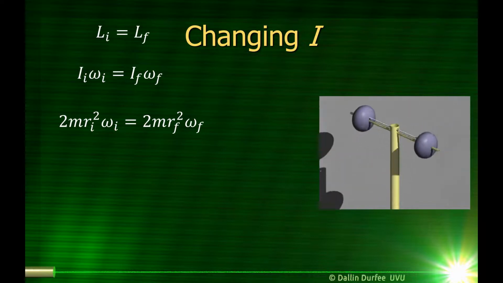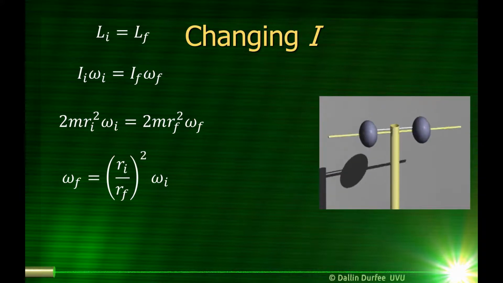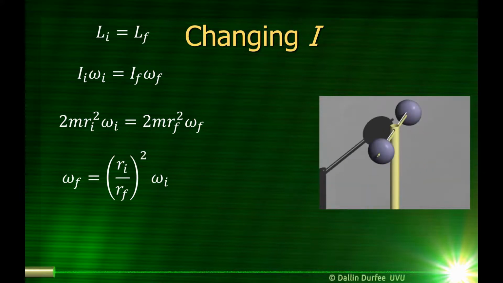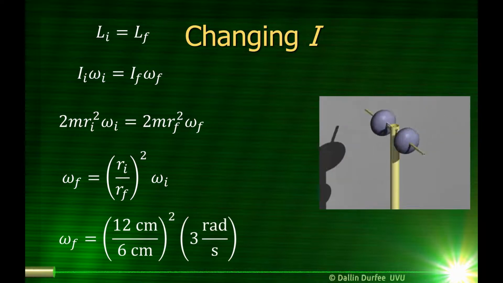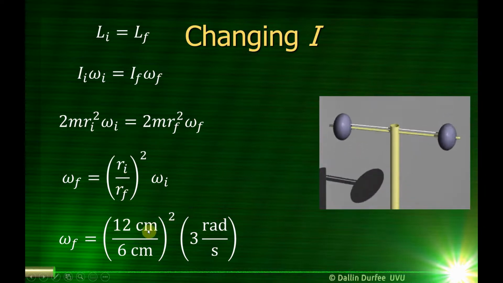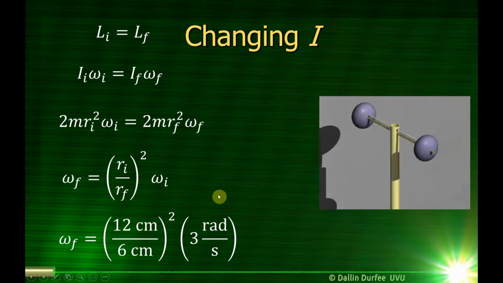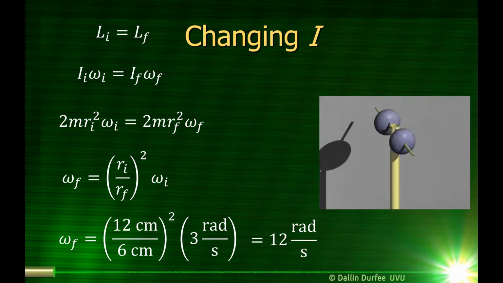The 2's and the m's cancel out, and we can easily solve this to find the final angular velocity. It's just equal to the initial radius over the final radius, squared, times the initial angular velocity. Then we plug in our numbers. Because it goes as a ratio of the radii squared, and we're cutting the radius in half, the angular velocity is going to go up by a factor of 4, and we end up with 12 radians per second.